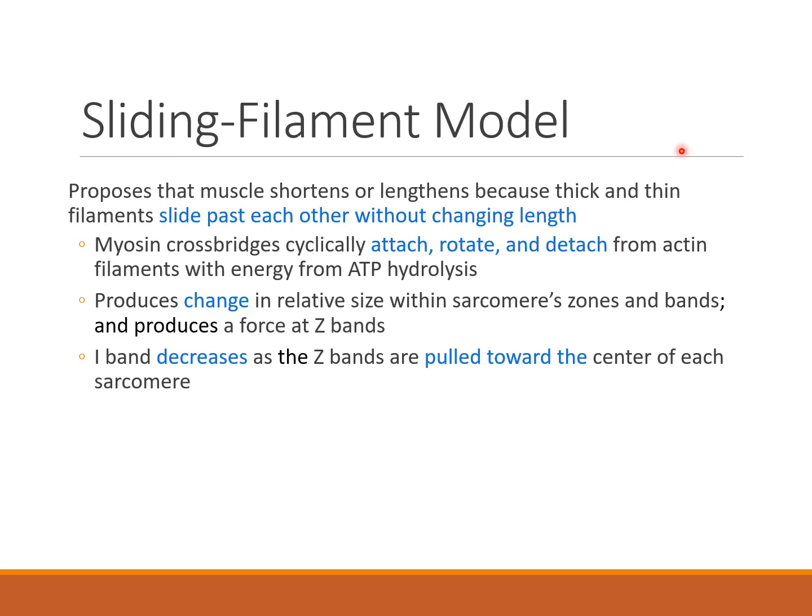So the sliding filament model proposes that a muscle shortens or lengthens because of the thick and thin filaments sliding past each other without changing length. So the myosin attaches, rotates, and then detaches from the actin with the energy of ATP hydrolysis. This produces a change in relative size within a sarcomere, zones and bands, and produces a force at the Z bands or the Z lines. Those Z lines get pulled together. The I band decreases as the Z lines are pulled towards the center of the sarcomere.